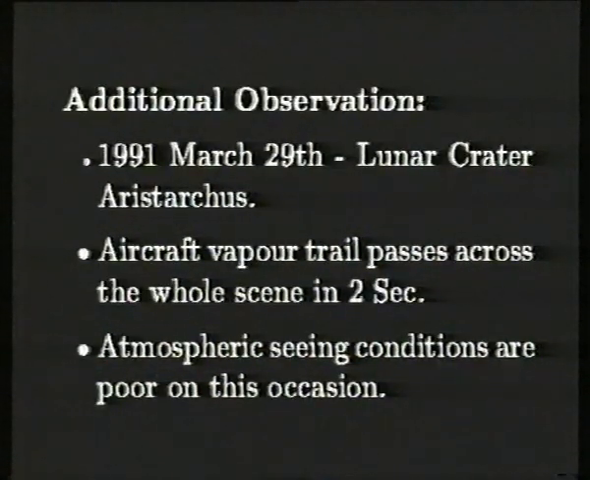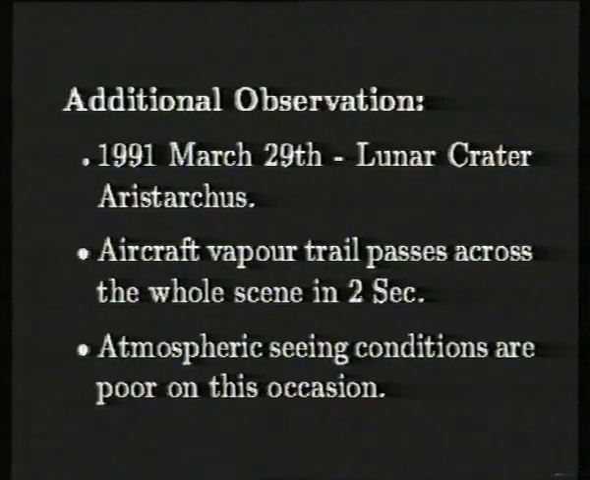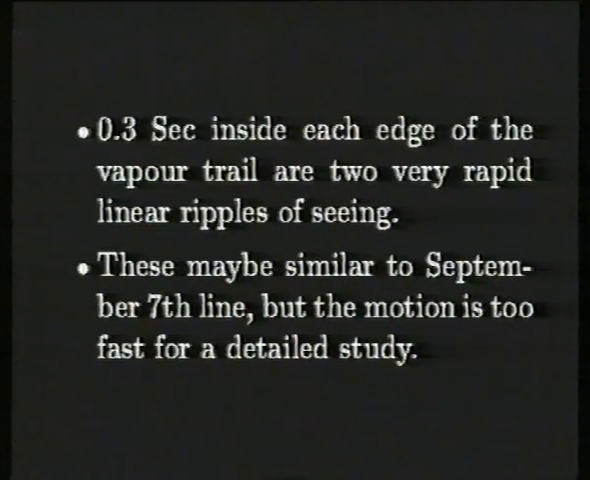Some 6 months earlier, an aircraft vapour trail was observed passing over the lunar crater Aristarchus. It took just 2 seconds. Observing conditions were poor. 0.3 seconds inside each edge of the vapour trail were 2 linear ripples of seeing. These may be similar to the dark line effect observed earlier.